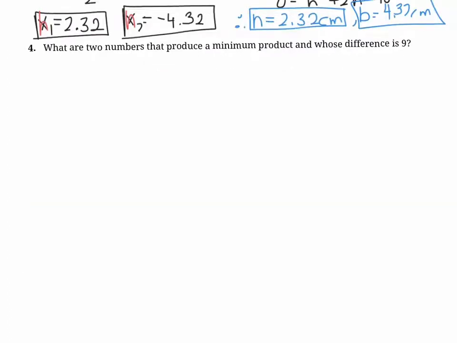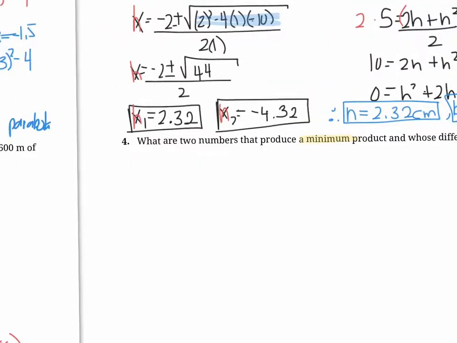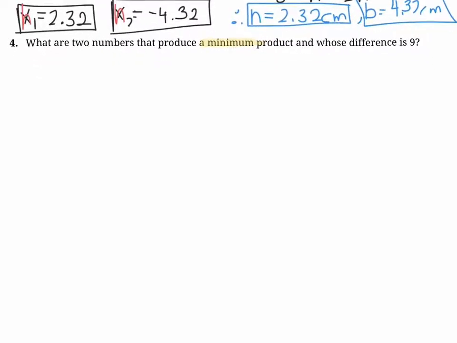Let's try one more problem. It says, what are two numbers that produce a minimum product and whose difference is 9? Here we see this word that implies that we're looking for the vertex again: minimum. The vertex we know is either going to be the smallest y value or the biggest y value on a parabola. So in this case, this problem must be upwards facing and has a minimum.